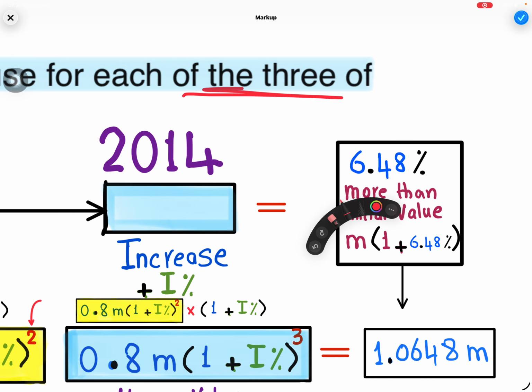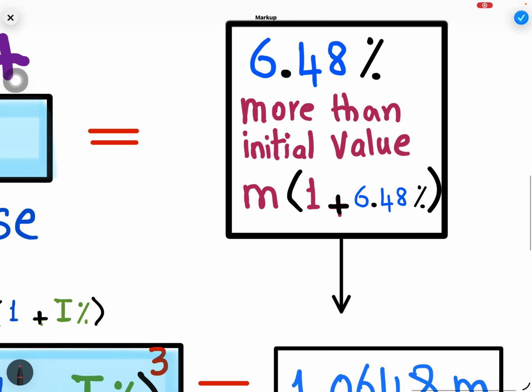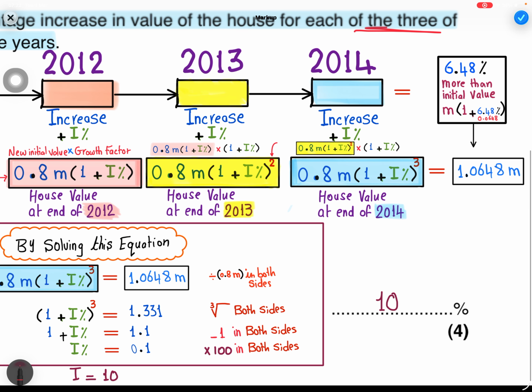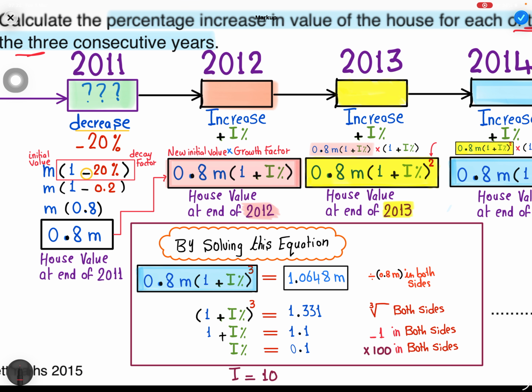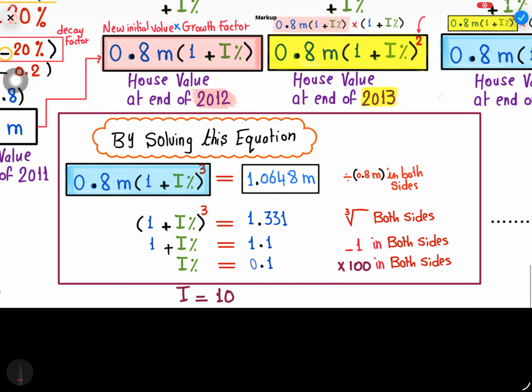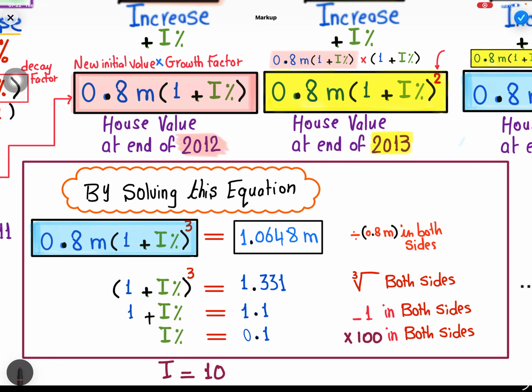6.48, converting it into decimal, divide by 100, 0.0648. So it will be M multiplied by 1 plus 0.0648, which is 1.0648 M. By solving this equation with these two values, we'll find out that the percentage of increase I equals 10%. How?